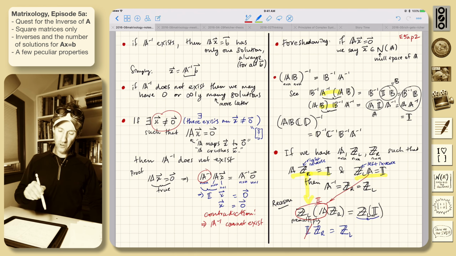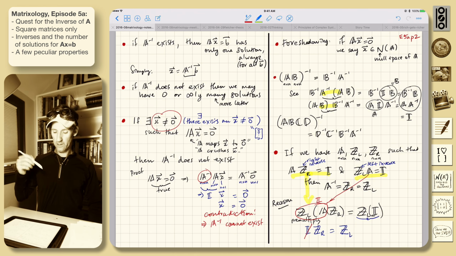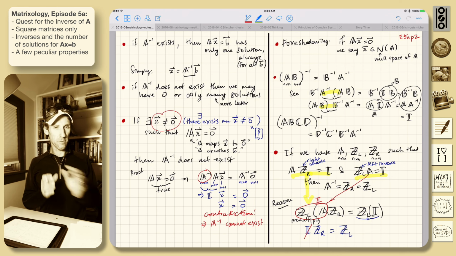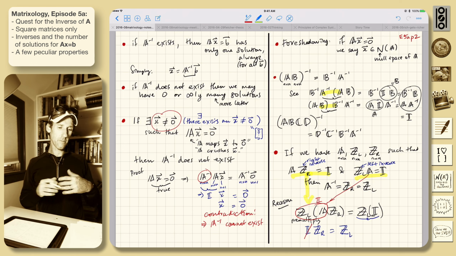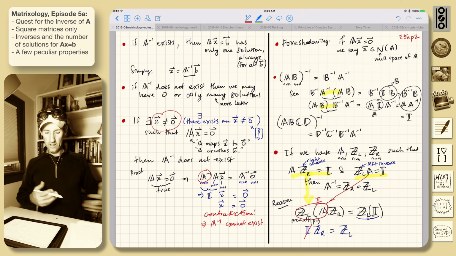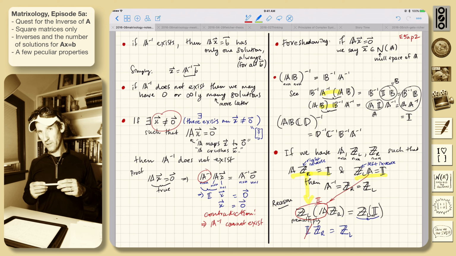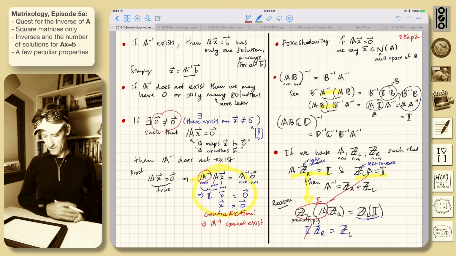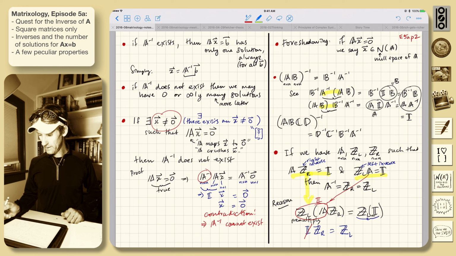And flipping things around, if there's a non-zero x that A maps to zero, because A times zero equals zero, but A times something that's got a bunch of numbers in it that aren't zero goes to zero, then we know that in fact the inverse doesn't exist, because otherwise you'd be able to solve for x, and you'd be able to show that x has to be zero. And then null space is what we're going to get to there.